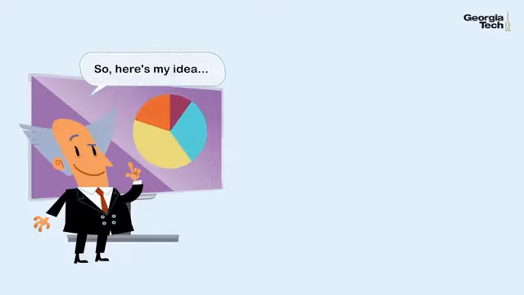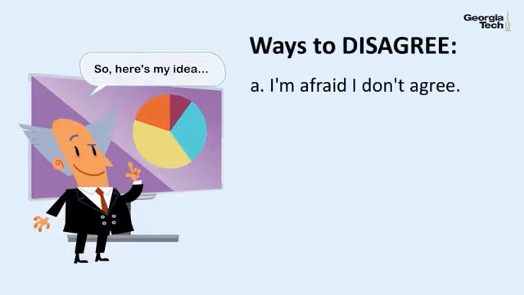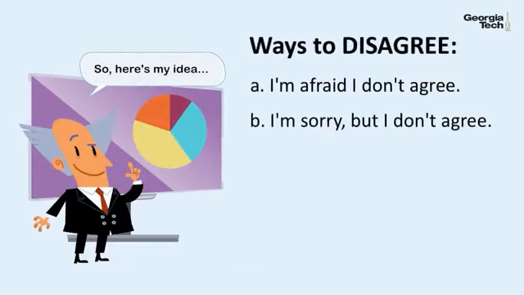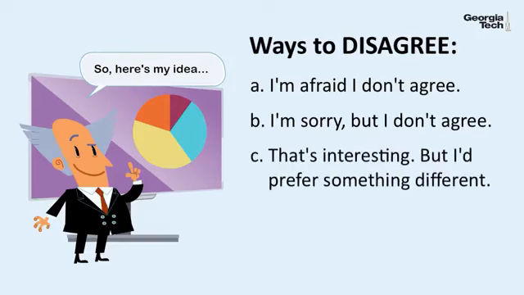During a group discussion, we might find it easy to agree. But when we want or need to disagree, we can feel less comfortable. Fortunately, there are many ways to disagree and still remain polite and positive. Let's see what happens here. So here's my idea. I'm afraid I don't agree. I'm sorry, but I don't agree. That's interesting, but I prefer something different. Actually, I disagree. With the right expression, it's possible to disagree and continue the conversation in a positive way.